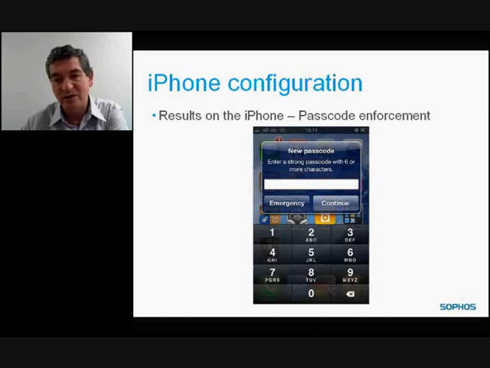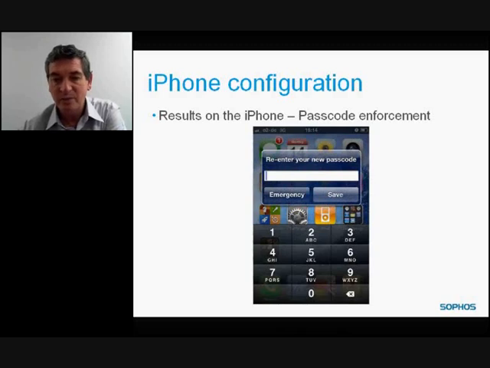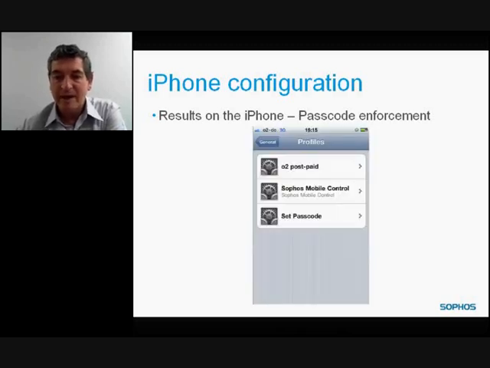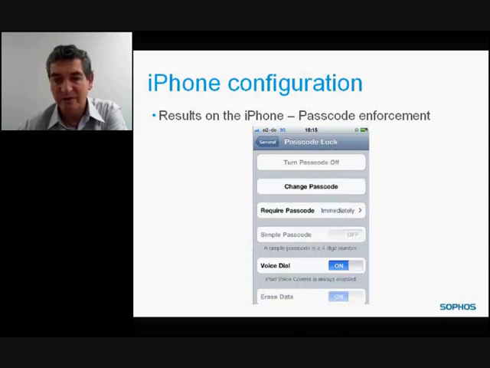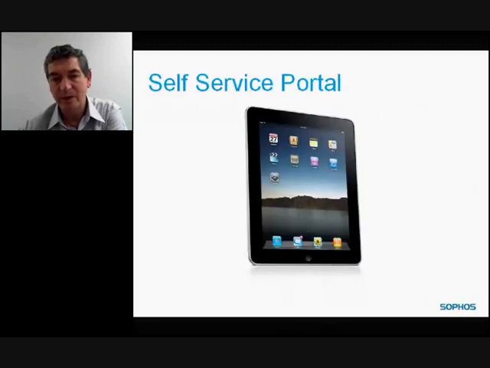So the user has to put in a new passcode. You'll see that this says enter a strong passcode with 6 or more characters. That's as per the way that this policy is being configured. So you put the passcode in, re-enter the new passcode, and you'll see now that a set passcode profile is shown on the device when you list profiles. And the passcode profile will have the various attributes to it.